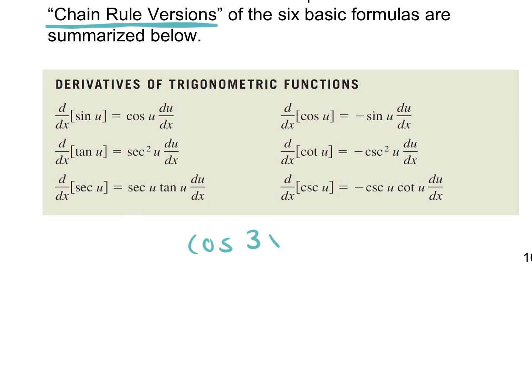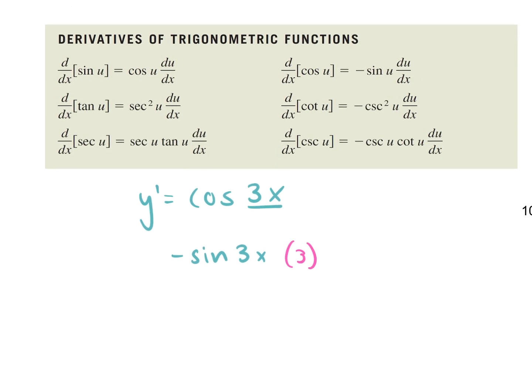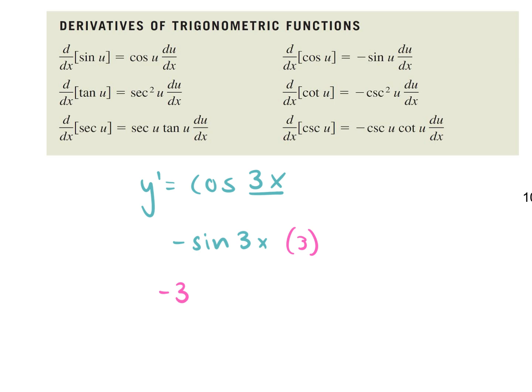So if I had something like cosine of 3x, my derivative of this, what's the derivative of cosine? Negative sine of x. So here it'd be negative sine of 3x because the inside part stays the same. And then we multiply it by the derivative of the inside. So what's the derivative of 3x? 3. So times 3. So it'd be neater just to write it out front. So we've got negative 3 times the sine of 3x. So this would be our derivative.